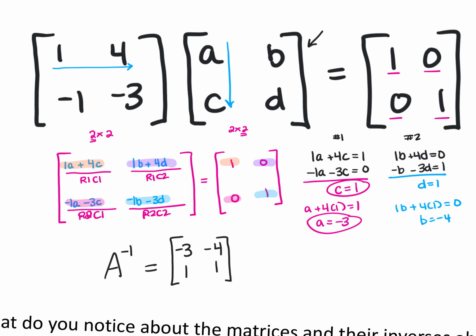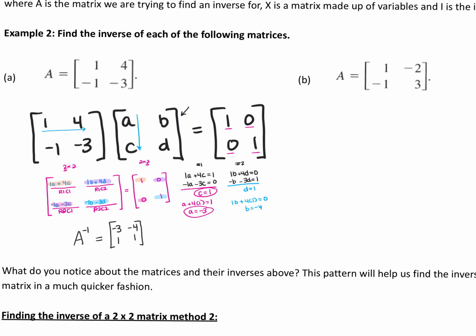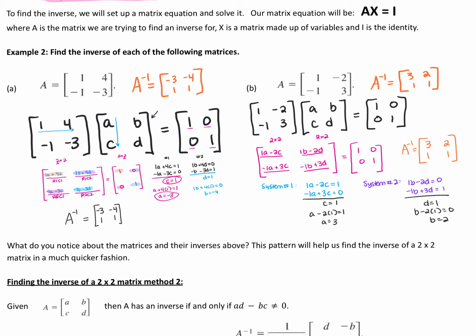All right, here's what I would like you to do. I would like you to do the same thing for part B. So pause the video, set up your matrix equation, use what I kind of laid out here as a format, and see if you can figure out what the inverse is. All right, so what you should have gotten for that inverse is up here, 3, 2, 1, 1, and I have the other inverse written here.